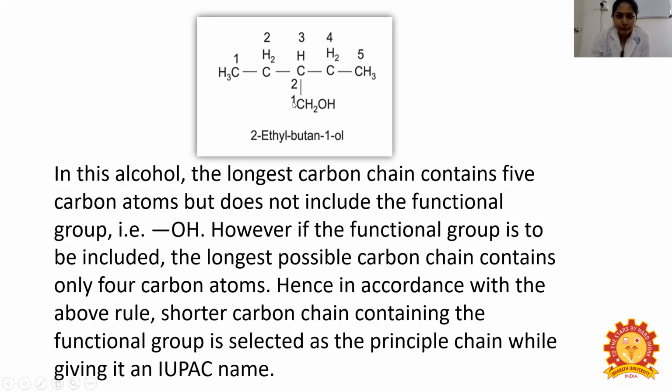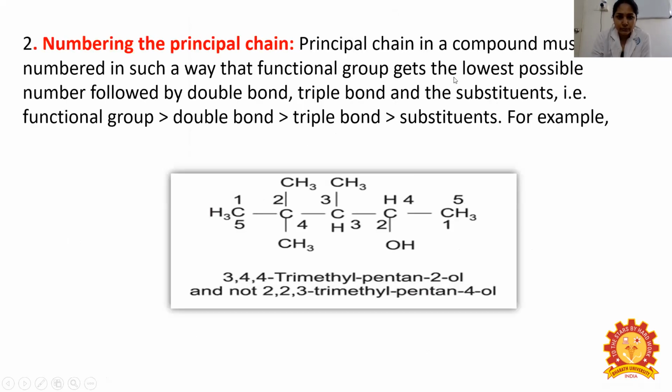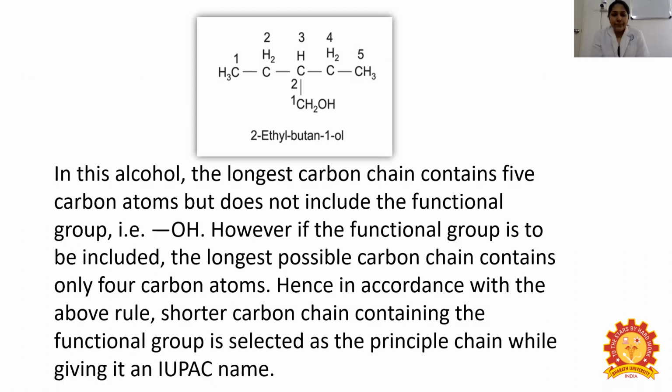Yes, this is selected as the principal chain. In this alcohol, the longest carbon chain contains 5 carbon atoms but does not include the functional group. So the functional group is to be included in the longest possible carbon chain containing the 4 carbon atoms. Here, this functional group should be included, so it is considered as the main chain, the principal chain.